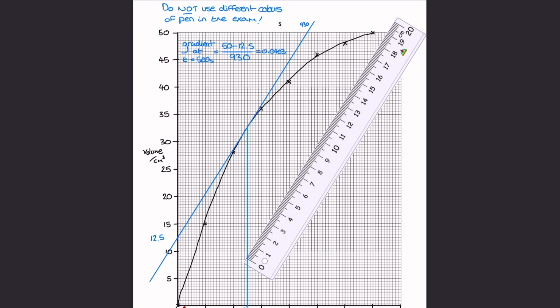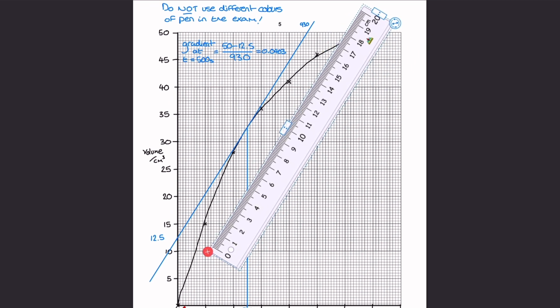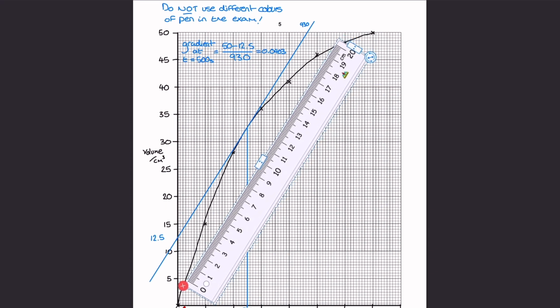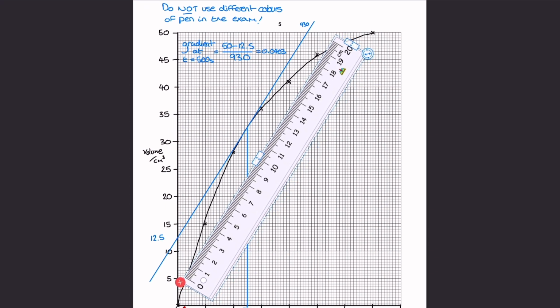But in the blue then, I've got my tangent. Now, I was told by the exam question to find the rate of reaction at 500 seconds. So what I've done is I've gone to 500 seconds on the x-axis, and I've gone right the way up here to my line. There we are. And I've got my tangent to that point on my curve, which is my line of best fit. And what I'm going to use here with you is this little image of a ruler to demonstrate how I would achieve that tangent in the exam.